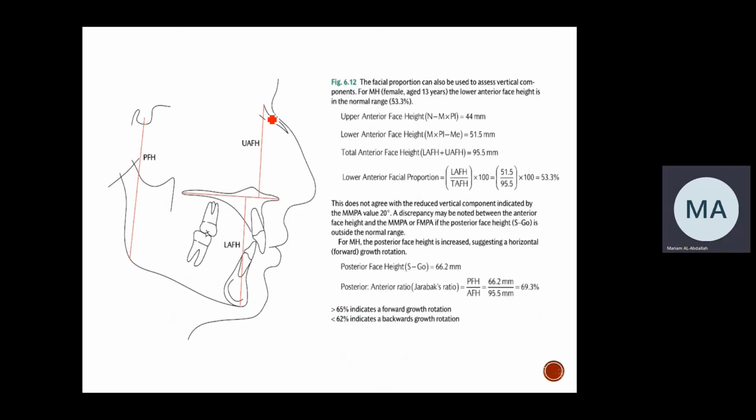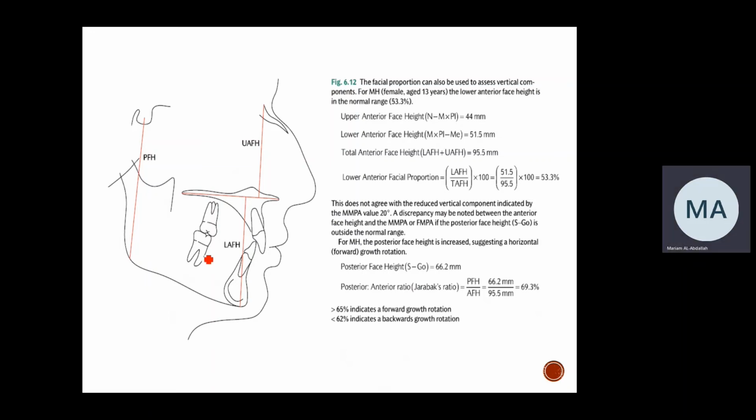So again, this is the upper anterior facial height, and this is the lower anterior facial height. This is the maxillary plane. We drop a perpendicular from the nasion. We drop a perpendicular from the menton. Adding these two measurements together is called the total anterior facial height. And if we divide the lower anterior facial height alone by the total anterior facial height, this is called the anterior lower facial height ratio. For example, for this patient, it's 53.3, which means a slightly reduced lower facial height. The normal is 55%.